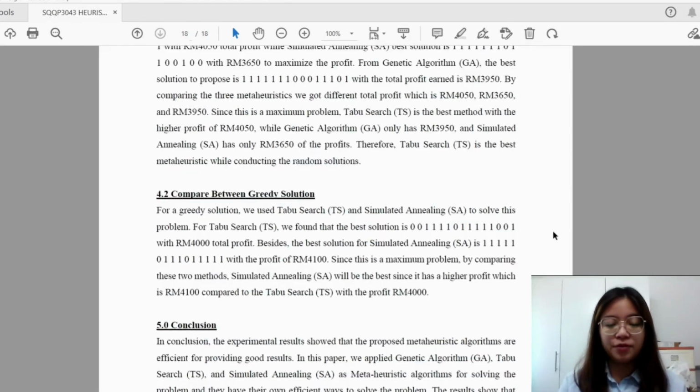Next is the comparison for the greedy solution. For the greedy solution, we only use tabu search and simulated annealing to solve the problem. In tabu search, we found that 4,000 is the total profit, and simulated annealing is 4,100. Since this is a maximum problem, by comparing these 2 methods, simulated annealing is the best to use to solve this problem because it has the higher profit, which is 4,100.